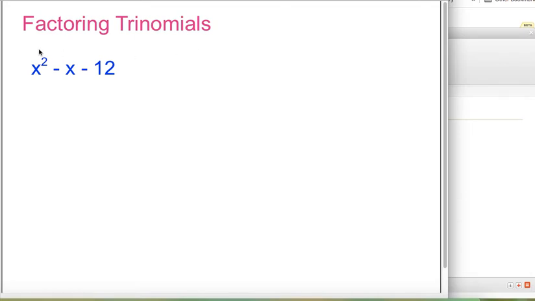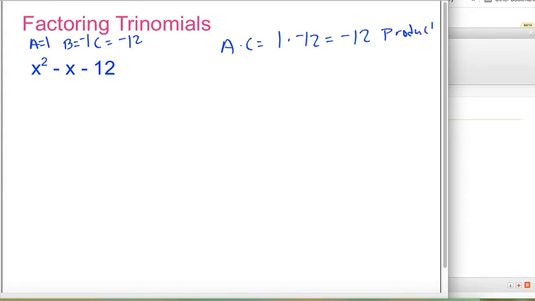So remember again, you've got your A, your B, and your C. These are the coefficients on each piece. The coefficient for A is a 1, for B is a -1, and for C here is a -12. Be sure to think about the sign of each one as well. Then A times C is the first thing to do. 1 times -12. That's -12. You want to have a product of -12. And then B is what you wish to have the sum of. B is -1. This is what you want the sum to be.